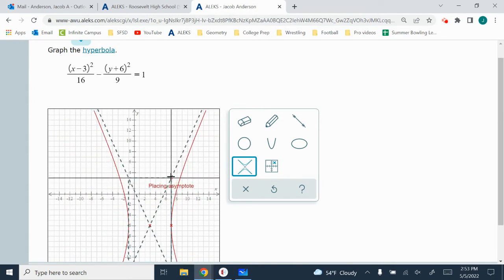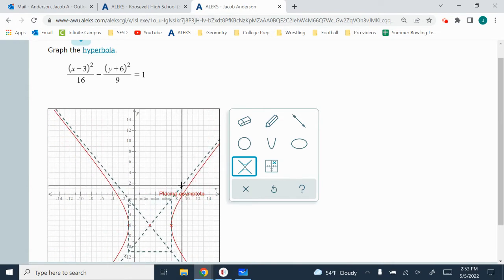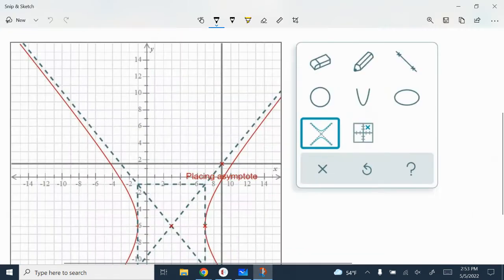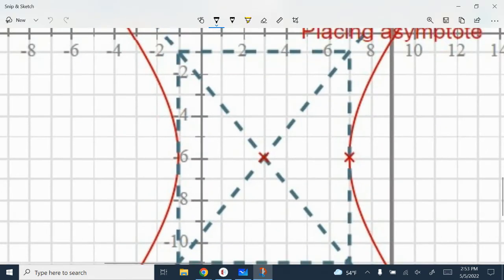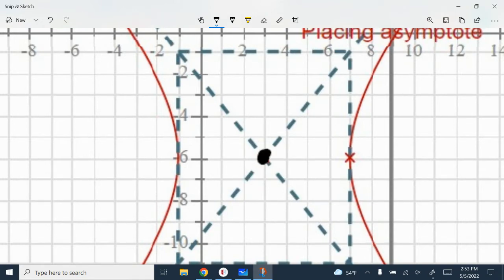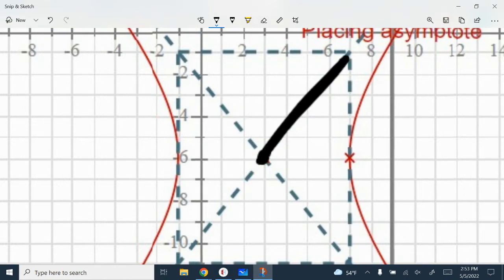Now it says placing asymptote. Now before I get into this, you can see, this is going to be hard to see. I might have to screenshot this actually quick. Full screen snip. I'm going to zoom in. Okay. So this is what I'm looking at here. This is where my starting point is. I'm going to be basically finding a slope. And I want the slope of this line right here. So if you kind of watch what I'm doing, I'm finding that line's slope.